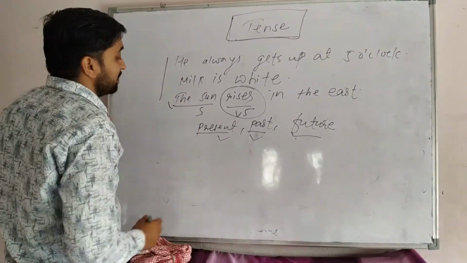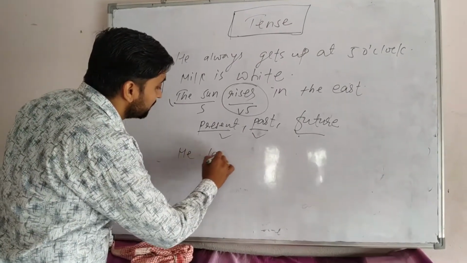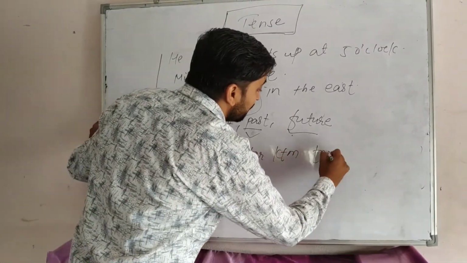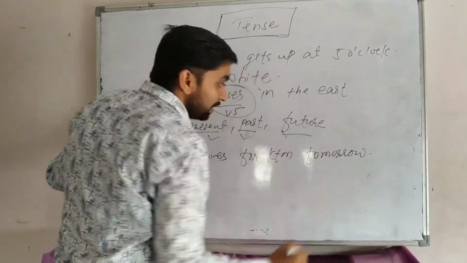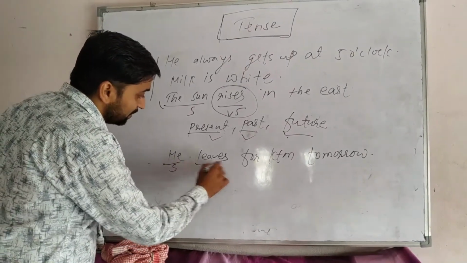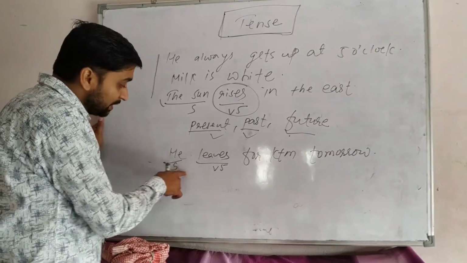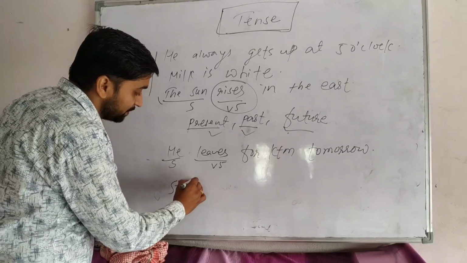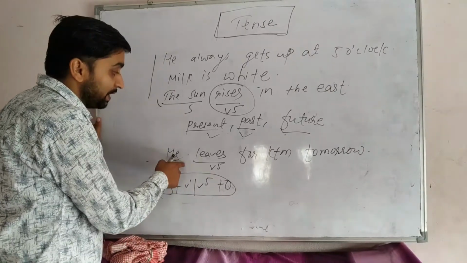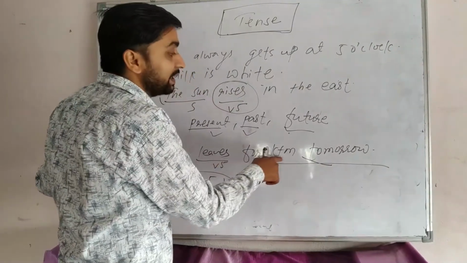Let's see another example so I can define it more clearly. Time and tense: he lives for KTM tomorrow. Here this is the subject and this is V5. According to the structure or the form of verb, it is simple present, like subject plus V1 or V5 plus object. This is the structure of simple present. But the time talks about the future.